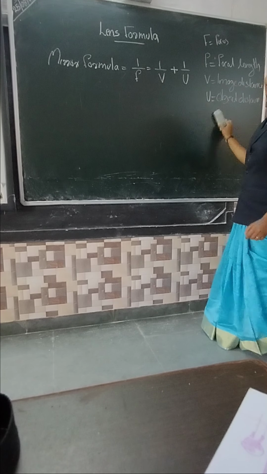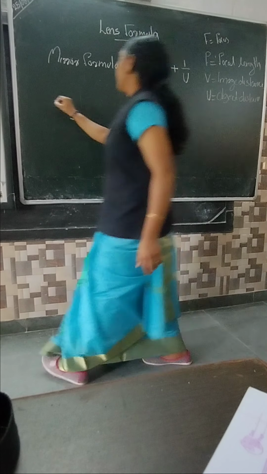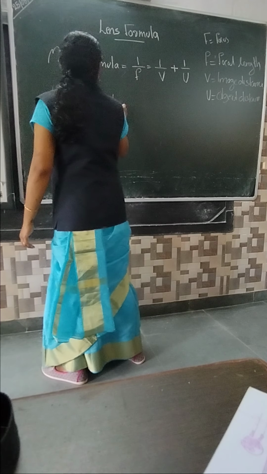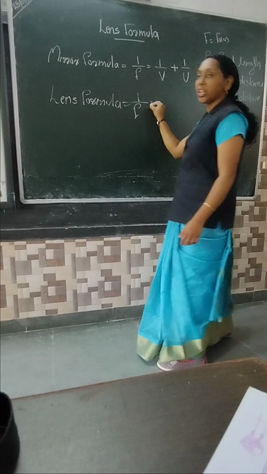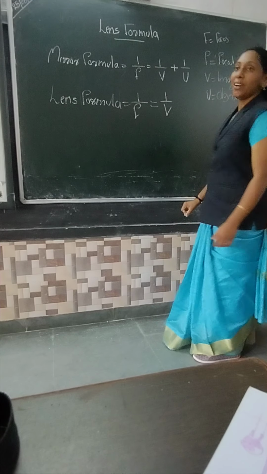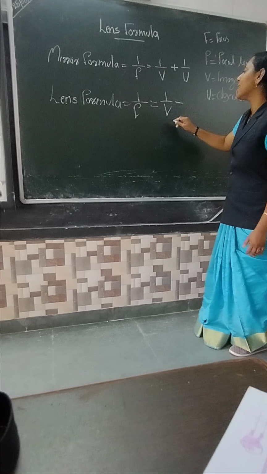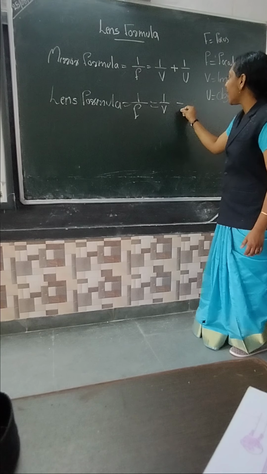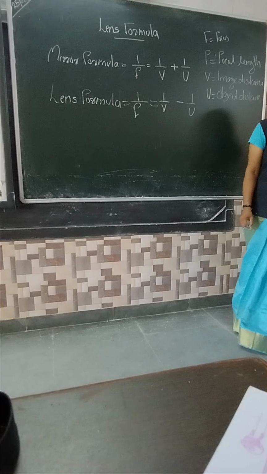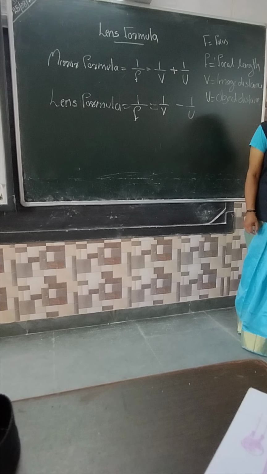Now we go on to the lens formula. So what is the difference here? The second one is the lens formula: 1 by f equal to 1 by v. The equation is the same; the difference is in the plus. In the case of a lens, it becomes minus: 1 by v minus 1 by u. That is the lens formula. In the case of the mirror formula, 1 by v plus 1 by u. In the case of the lens formula, 1 by v minus 1 by u.